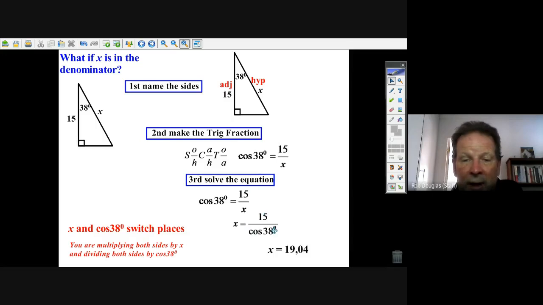Type that into your calculator: 15 over cos 38. Press equals, and you'll get 19.04 units, okay? So the x and the 38 degrees can switch places. When you have x in the bottom, you're going to have to divide by the trig function. That's something else just to remember, okay?